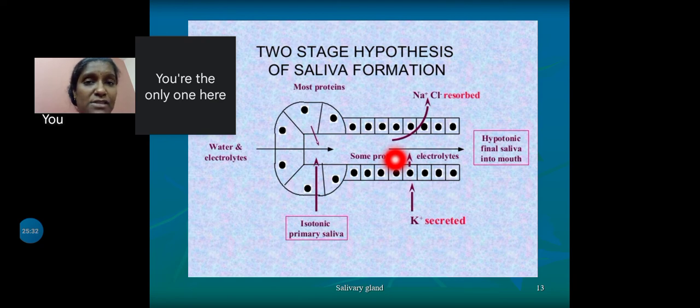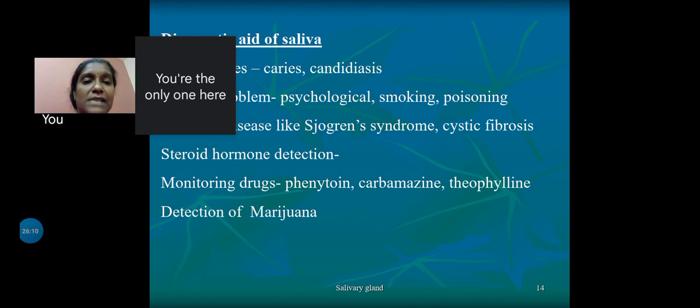Following this response, sodium will be actively pumped outside the cell. As soon as the sodium is actively moving out of the cell, chloride is an element which cannot stay without it, so chloride will passively move out by itself. Similarly, H plus, when it enters actively, passively bicarbonate ion also enters inside. So NaCl gets reabsorbed, so automatically a lot of fluid will be added into the saliva, making it a hypotonic solution. By the time it reaches the oral cavity, it will be a hypotonic solution.